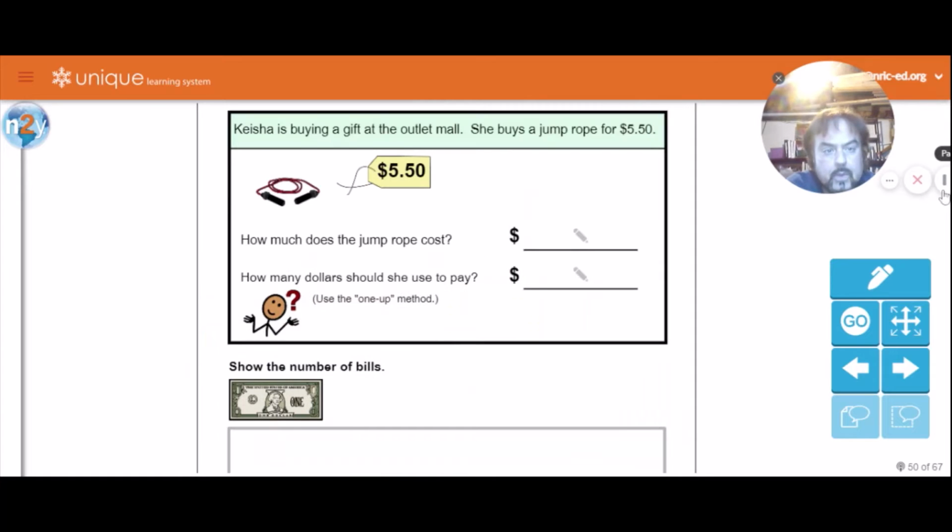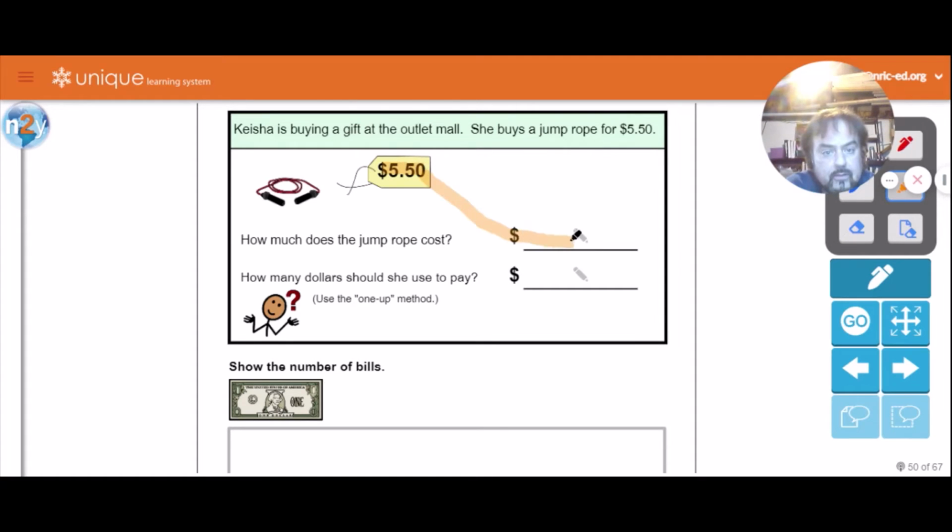Alrighty. Okay, Keisha is buying a gift at the Providence Place Mall. She buys a jump rope for $5.50. All right, what does the jump rope cost? $5.50. I'm going to write that right over here. I'm going to typewrite it.